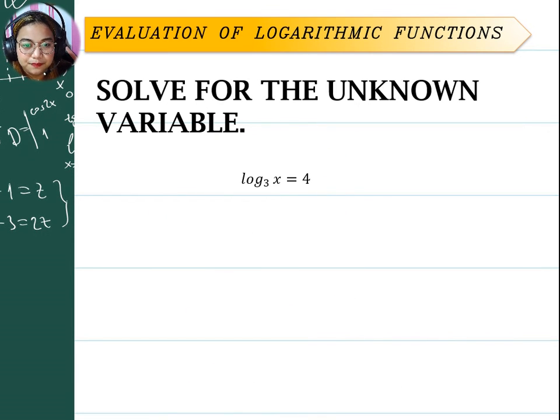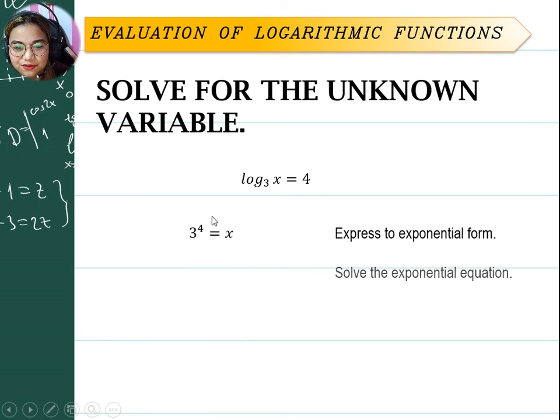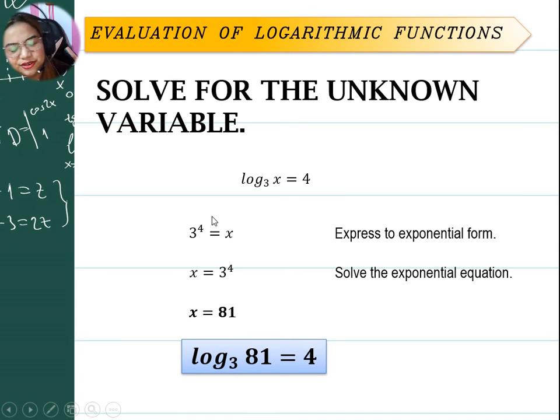Evaluation again. The missing term now is our x, or the missing variable is yung x. So, paano gagawin natin? Again, express it to exponential form para mas madali. So, that is 3 raised to 4 equals x. So, solve mo lang si 3 raised to 4. That will be 81. Okay, ganun lang siya kadali. So, 3 times 3 times 3 times 3, that is equal to 81. So, our logarithmic function is logarithmic of 81 base 3 equals 4.